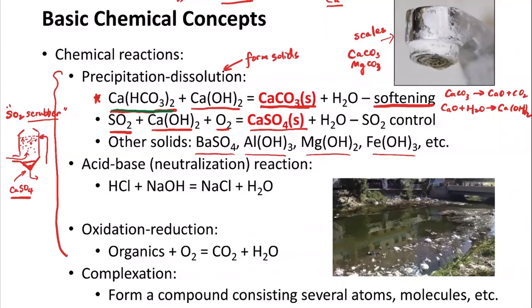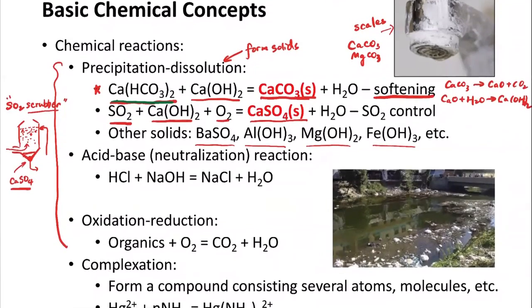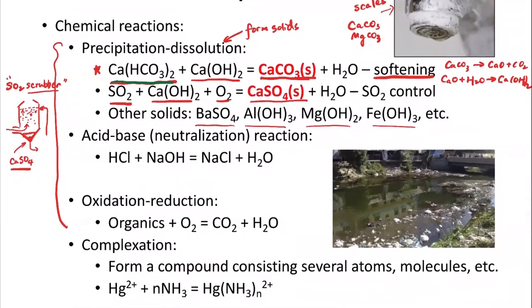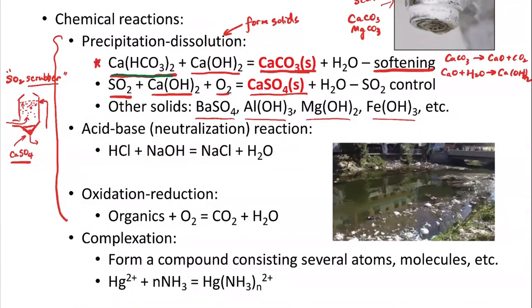So we can use these chemical properties to generate reactions that remove certain types of pollutants, either in water or in the air. Another category of chemical reaction is the acid-base reaction. This is quite straightforward, right? If you realize that the water is too acidic, then you can add in base.